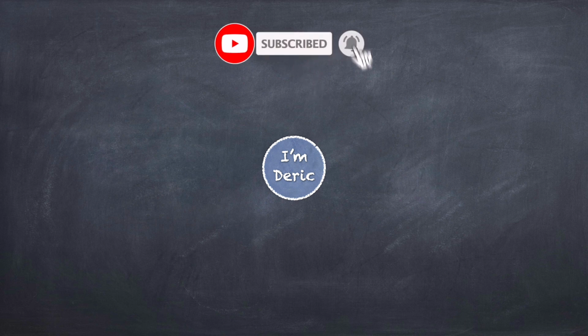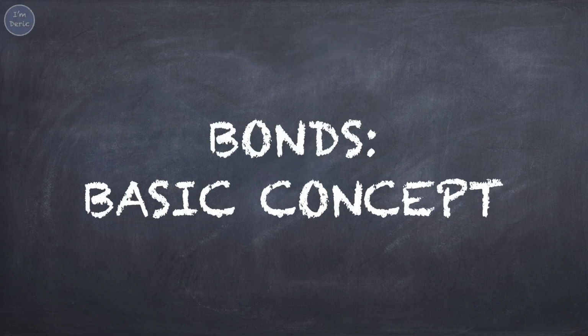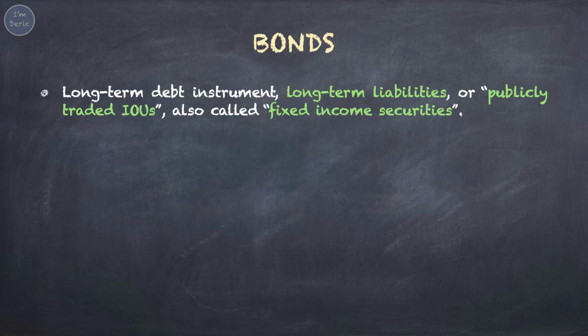Welcome to my channel. In this video, I'm gonna explain to you the basic concept of bonds. Bond is a type of long-term debt instrument, or long-term liabilities, or publicly traded IOUs. It is also called fixed income securities because the interest payments are fixed amounts.